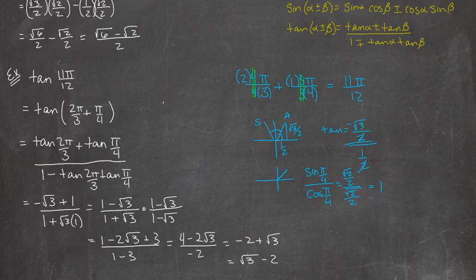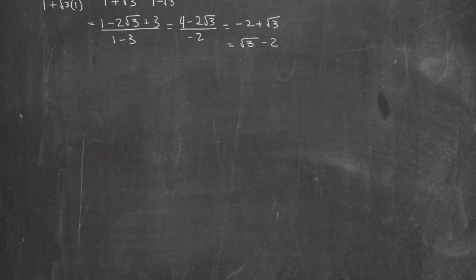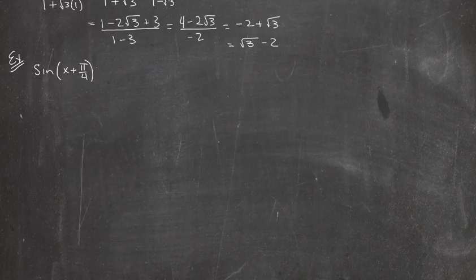Okay, let's look at another example. This one's going to get a little bit tricky, fair warning. So we want to find the solution for the sine of x plus pi over 4 minus the sine of x minus pi over 4, and all of that equals 0. And we want to find it on the interval 0 inclusive to 2 pi excluded.